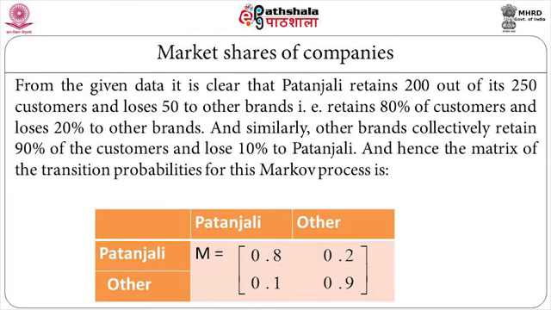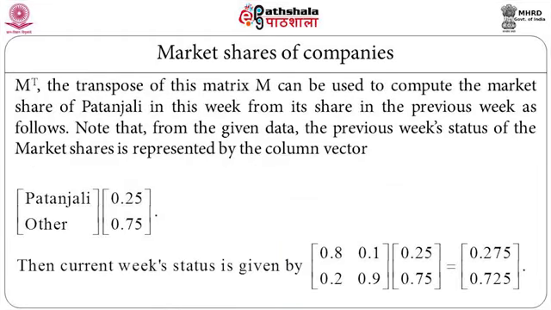If I take M transpose, the transpose of this transition matrix M, it can be used to compute the market share of Patanjali in this week from its share in the previous week as follows. Note that from the given data, the previous week's status of the market share is represented by this, because 250 and 750. So, 25% of customers were using the Patanjali brand and others were using the other brands. Therefore, these are the probabilities that any selected customer will be using the Patanjali brand with probability 0.25 and the other brands with probability 0.75.